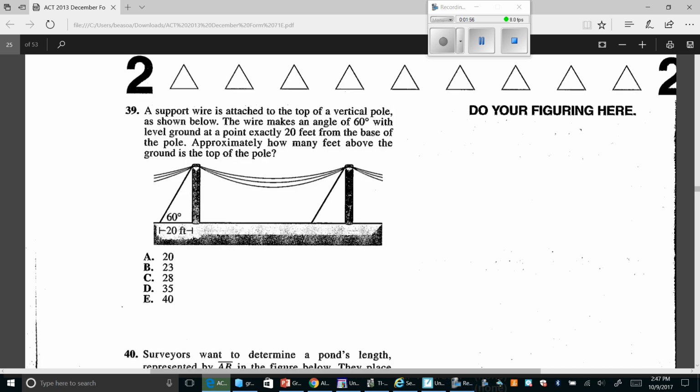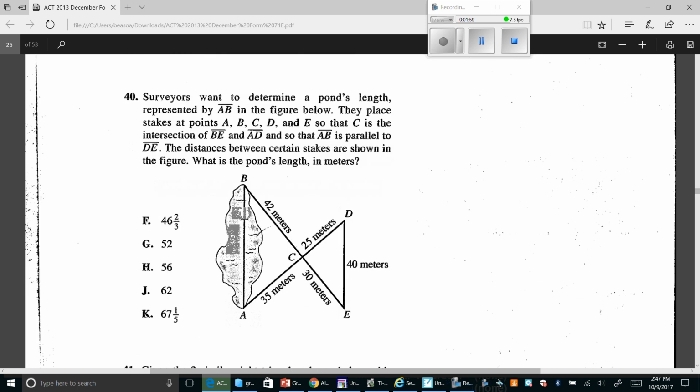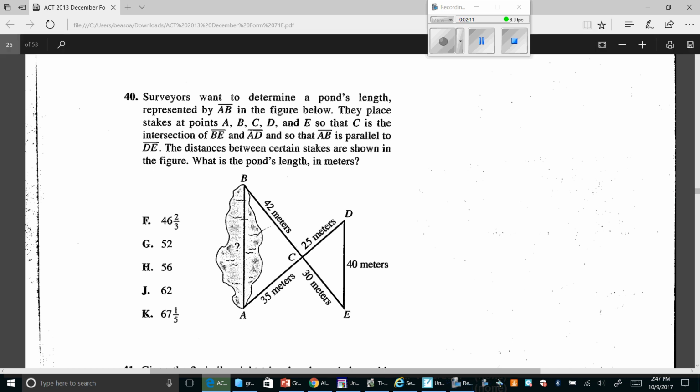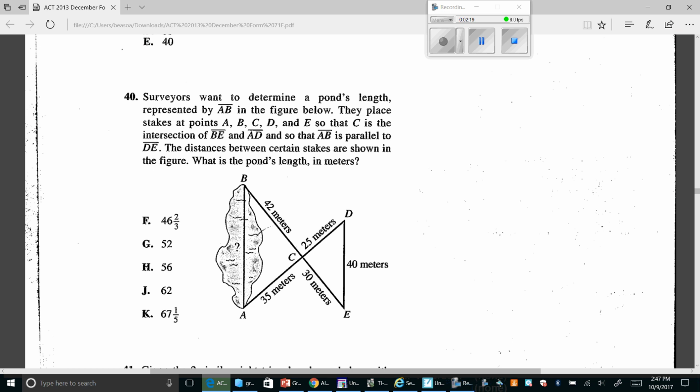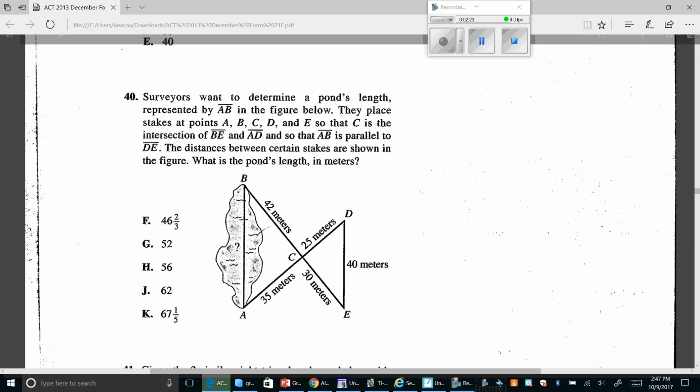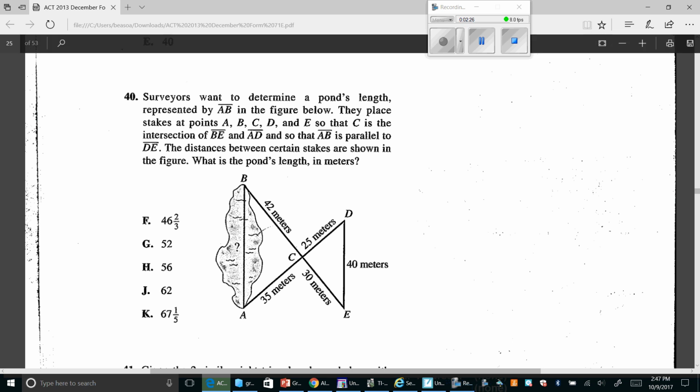Okay, number 40. Here we have a pond, and they tell me that these lines are parallel. If these lines are parallel, then these alternate interior angles have to be equal, because between two parallel lines, alternate interior angles are equal. So this angle right down here in this corner would equal this angle, and this angle up here would equal this angle, so B and E, and these middle angles are the same.